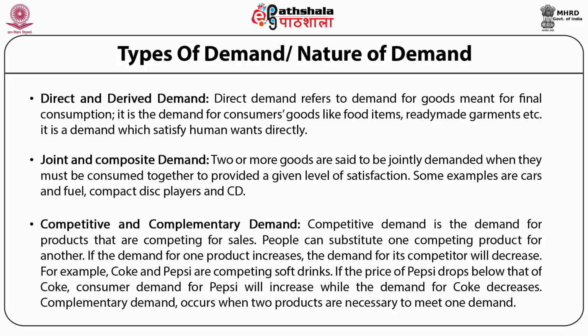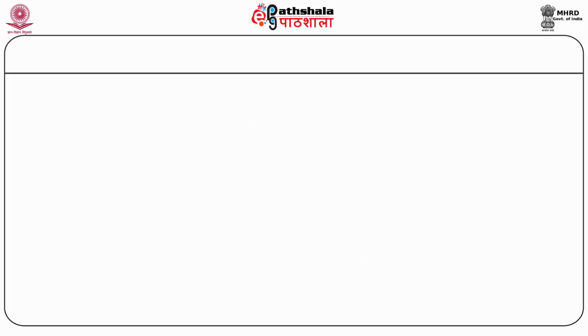Complementary demand occurs when two products are necessary to meet one demand. A change in the demand for one of these goods causes a similar change in demand for the other product. For example, a car needs gasoline or diesel fuel. An increase in the demand for automobiles leads to an increase in the demand for fuel. Both competitive and complementary demand are collectively known as cross demand.